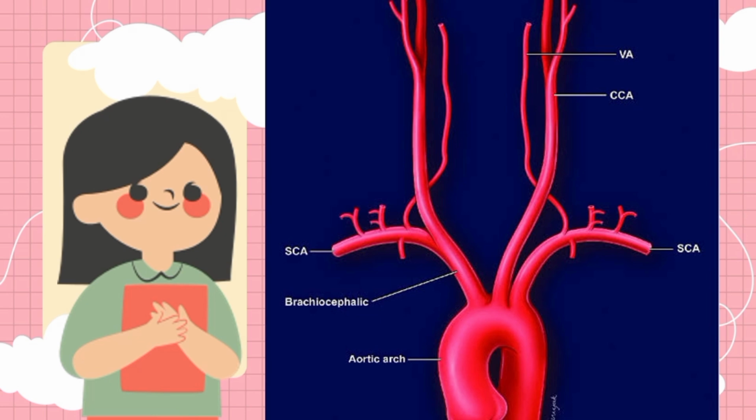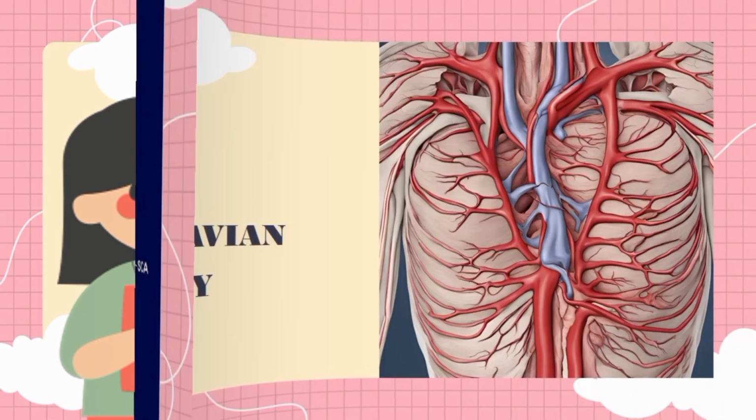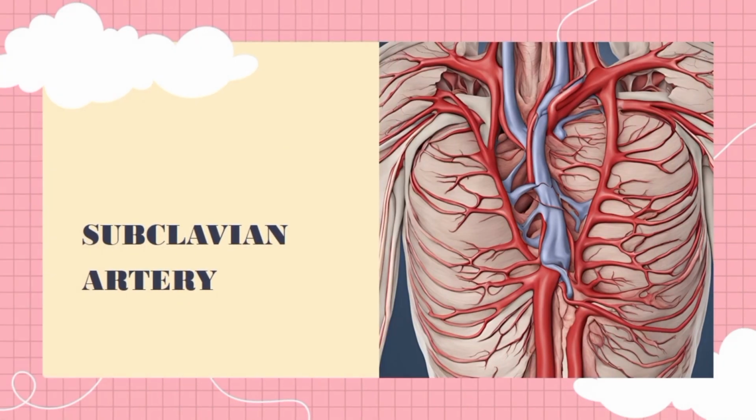Arch of aorta actually arises from second costal cartilage at sternal angle of Louis. From arch of aorta, brachiocephalic trunk and left common carotid and left subclavian artery arise. From the left subclavian artery, left axillary artery arises, and from brachiocephalic trunk, right subclavian artery and right common carotid artery arise.